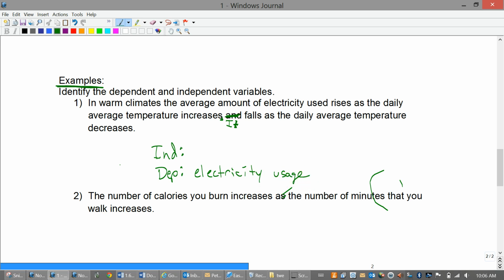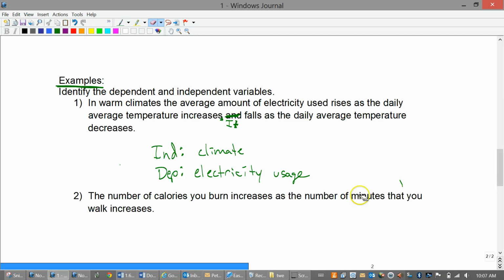And that happens as a result of the climate, or the temperature of the climate. Okay? Temperature goes up, electricity. Air conditioner is going on, the electricity goes up. Temperature goes down, the air conditioners are off or are used less. That means the electricity usage goes down. Let's read the other one.